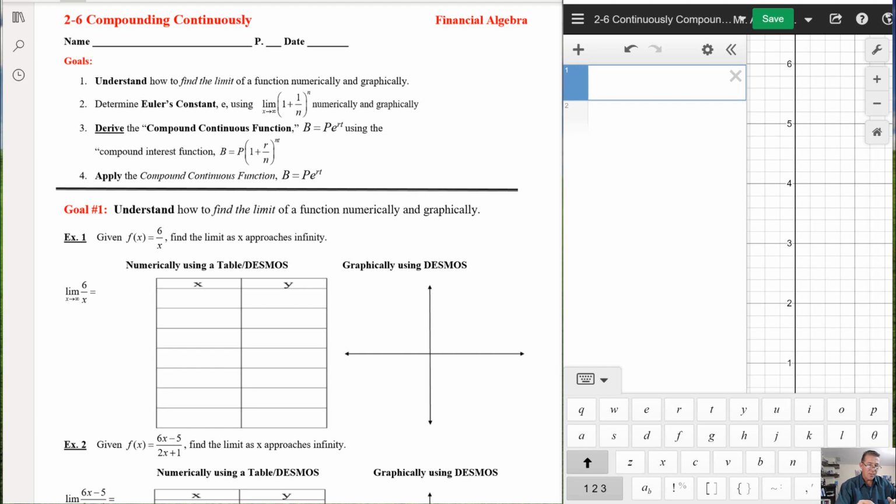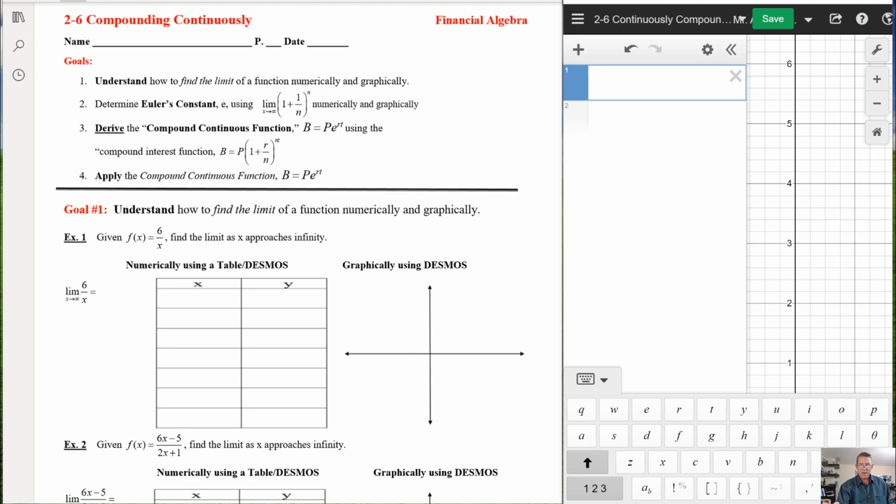Number three, we're going to derive the compound continuous function from the compounding function that we already know from the prior section, that we were using to calculate the money that we'd have in the future if we compounded either, again, quarterly, annually, daily, and so on. We're going to use that, believe it or not. And then afterwards, after we do all that work and investigation, we are going to apply the compounding continuous function, which is stated right here in goal number 4: B is equal to P times e to the rt power. And I'll show you that at the end.